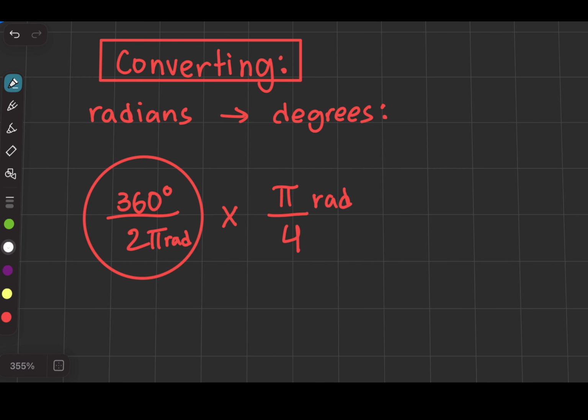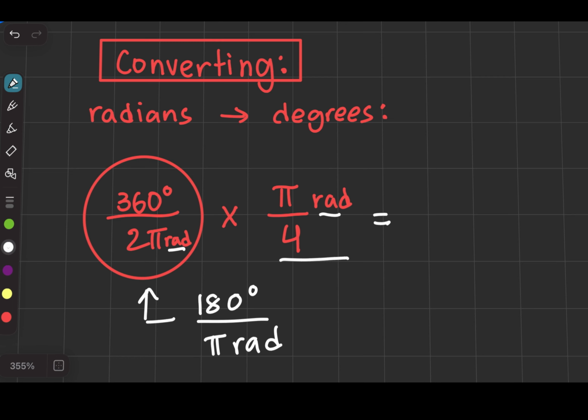Now, moving on to converting radians to degrees, we're given that we have pi over 4 radians, and we'll start by multiplying it by 360 degrees divided by 2 pi radians. This can also be written as 180 degrees divided by pi radians, but let's just stick to what we've written over here. So our objective here is to essentially divide out the radians, so we're left with degrees.